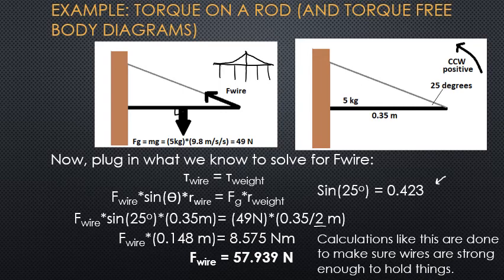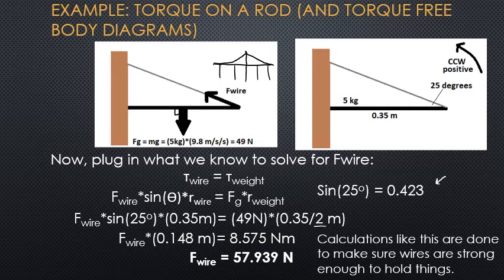Anyway, so that's where you would use these types of problems in real life, is making sure that your wires are strong enough to hold up your ski lift chairs or your bridge or your telephone cables, whatever it is, anything that's being supported by a wire or any sort of shelf-like situation. These torque calculations are done to make sure wires are strong enough to hold things. So for example, let's say this wire was rated for 100 newtons. Well, in that case, this wire will work just fine because it's only going to be feeling about 58 newtons.